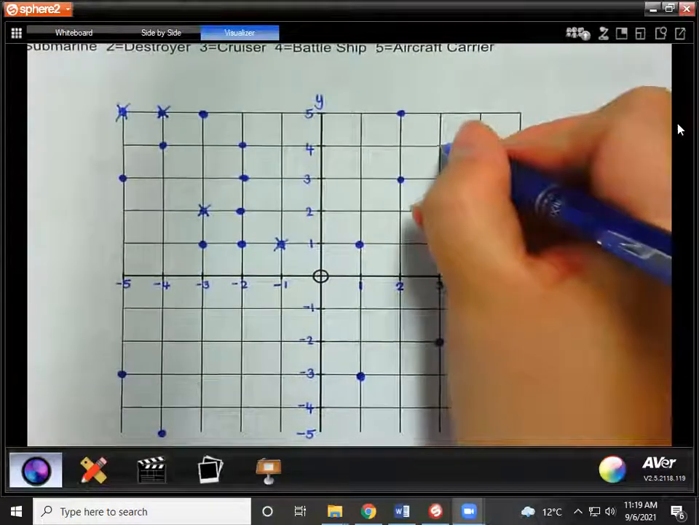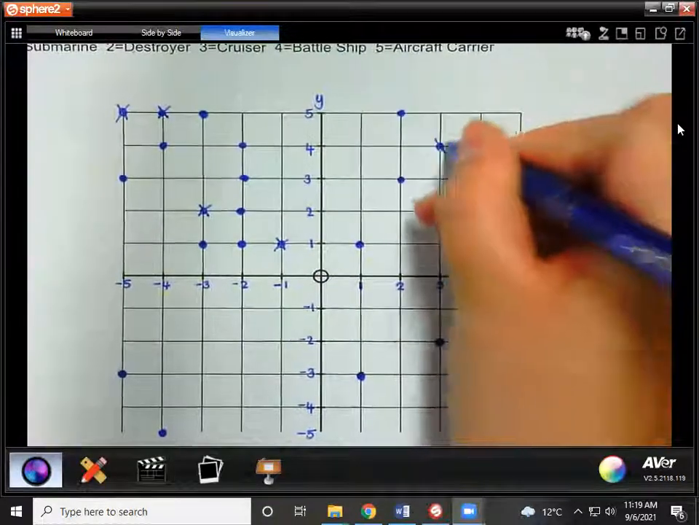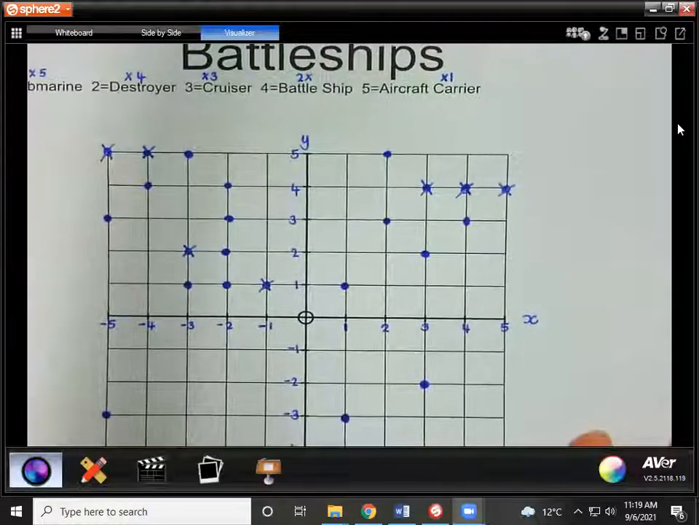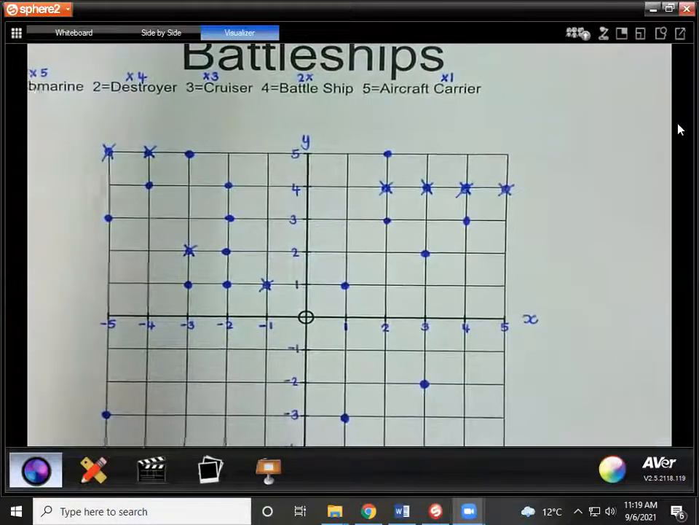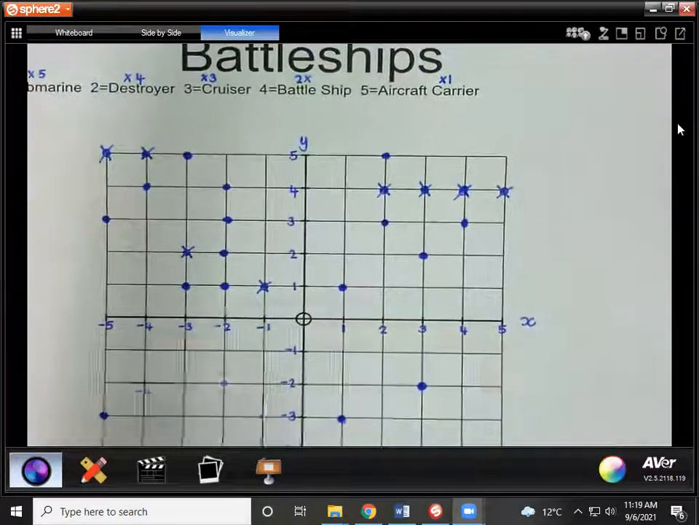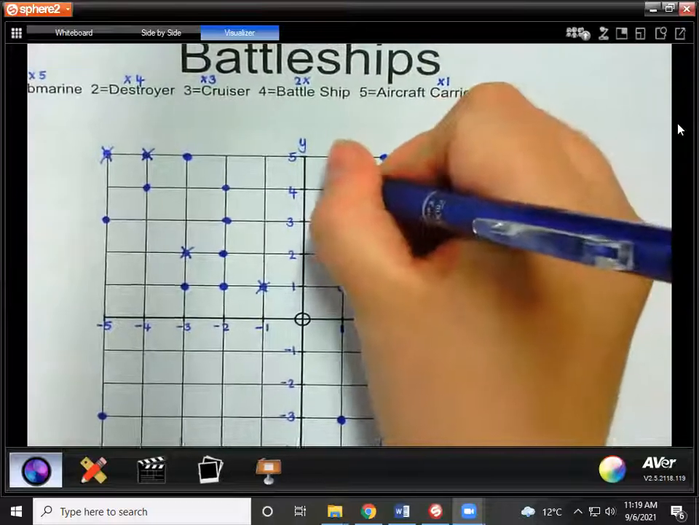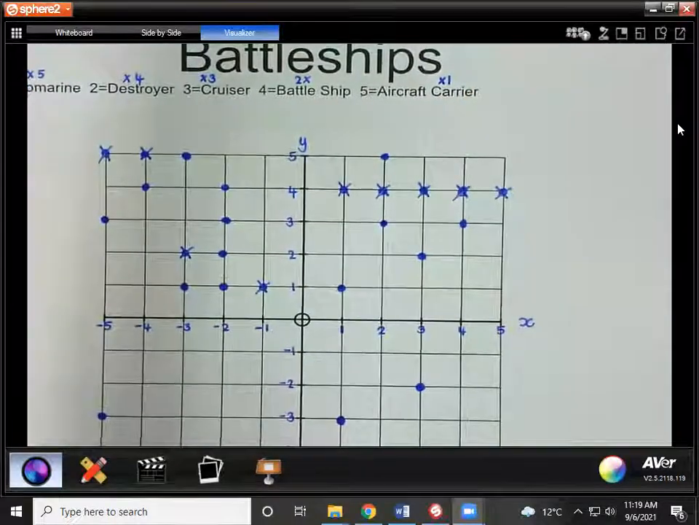3, 4. Hit, aircraft carrier. 2, 4. Yes, there we go, it's a hit on the aircraft carrier. 1, 4. There we go. Well done. My aircraft carrier is gone.